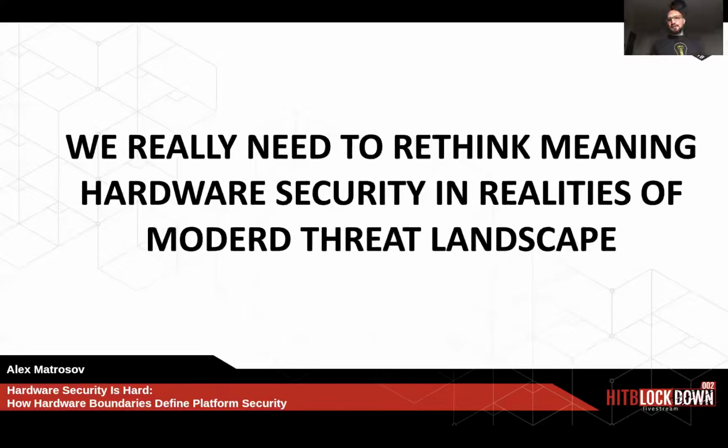We really need to rethink the meaning of hardware security and the realities of the modern threat landscape, because the threat landscape is changing really fast, but our understanding of the threat model sometimes just freezes for years, and we try to think about attacks which are already not very relevant, and we don't have visibility into new attacks which modern attackers can actually use. This is why an offensive security research team is very important, to gain this visibility and create productive collaboration between product teams and offensive security research to develop secure products for your customers.